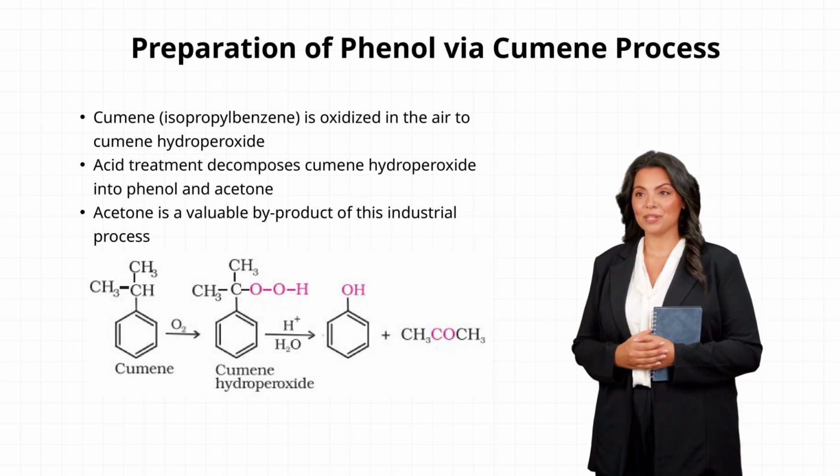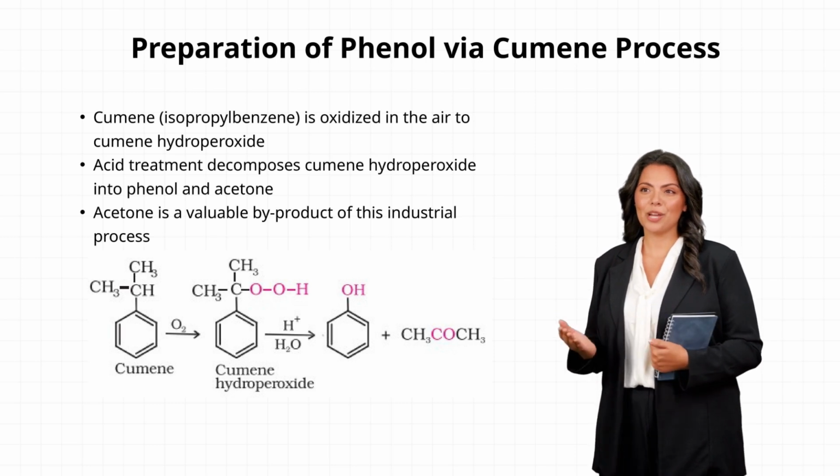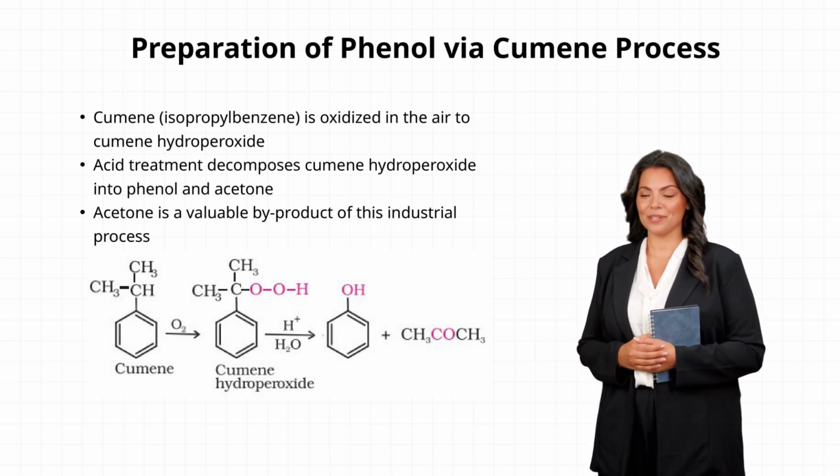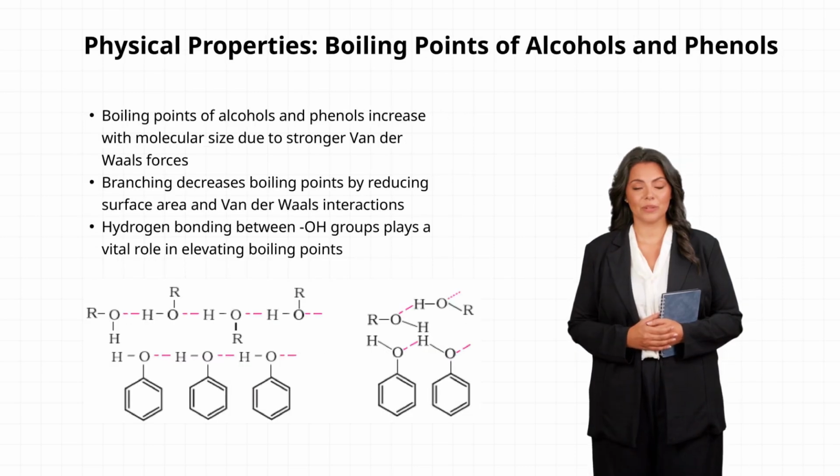Imagine a factory producing barrels of both from a single starting material. That's efficiency and smart chemistry combined. Let's explore how physical properties such as boiling points vary in alcohols and phenols, and how molecular interactions influence these properties. Take a look at the figure on your screen.